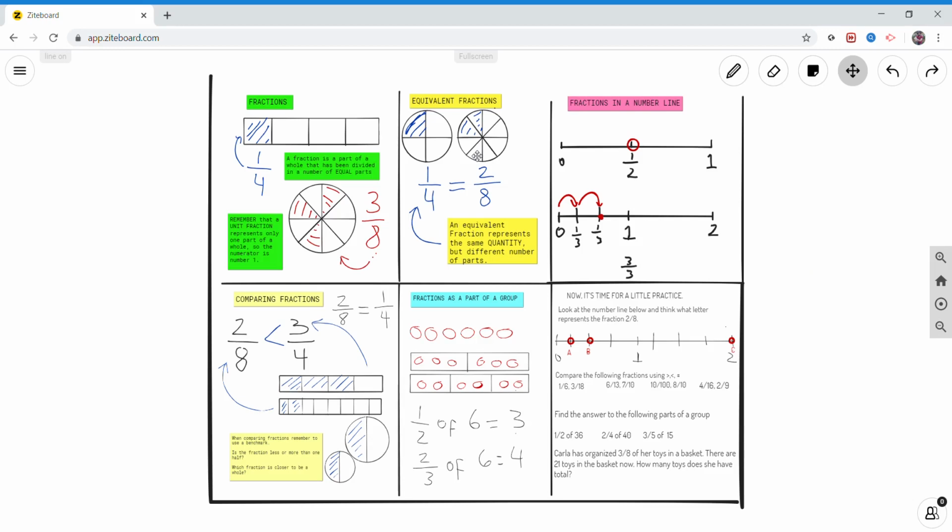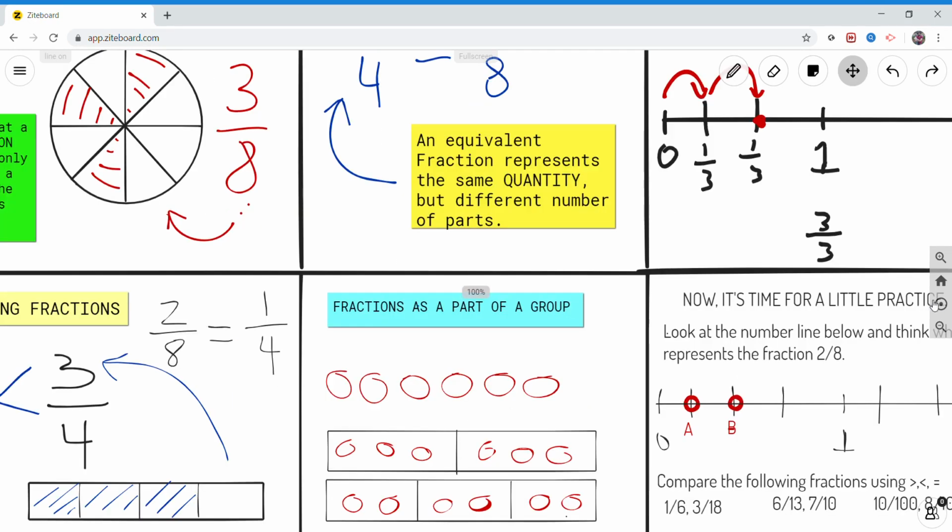On this video, we are going to be reviewing fractions. So we're going to go ahead and start with fractions, then we'll move to equivalent fractions. We'll see how to represent fractions in a number line. We'll talk about how to compare fractions. And finally, we're going to talk about fractions as a part of a group. Then the last part of the video is an independent practice that you'll be working on. So let's go ahead and move to the first section.